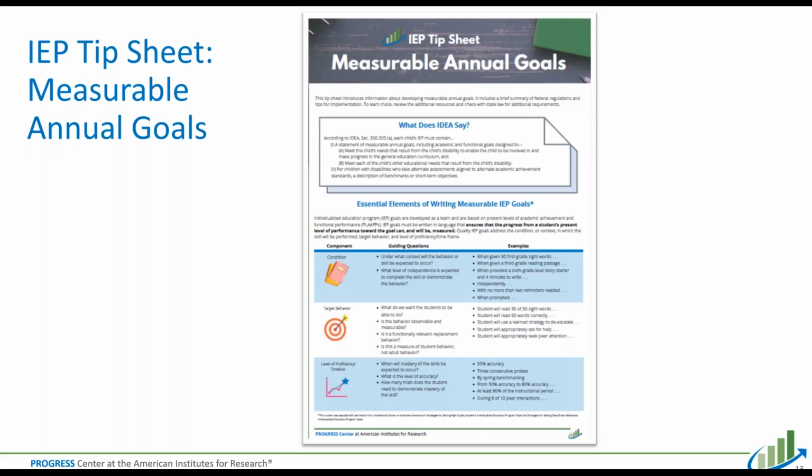The Progress Center has developed a series of tip sheets that align with the requirements of an IEP according to IDEA. You'll see we have created one specifically around measurable annual goals, including a definition, descriptions of the 3 essential elements of a high-quality annual goal, and resources for where you can learn more about writing annual goals with the ultimate goal of progress for students with disabilities in mind. We recommend that you open the tip sheet using the link in the chat box, and you can follow along as we review some of this content today.